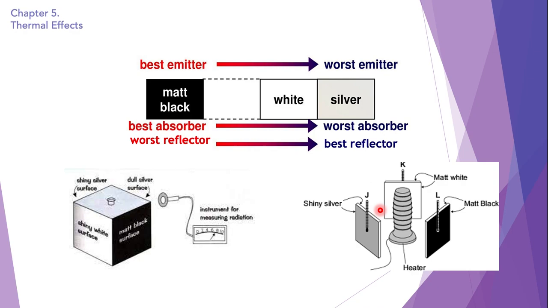So what do you think, which one is going to be the best absorber? Of course, the matte black one, because we have read that matte black is the best absorber and silver and white are the worst absorbers. So matte black is going to be the best absorber. This is the experiment we used to compare absorbers. So these are really interesting experiments we can do to compare emitters and compare absorbers. And this is the chart which tells us which one is the best and which is the worst.